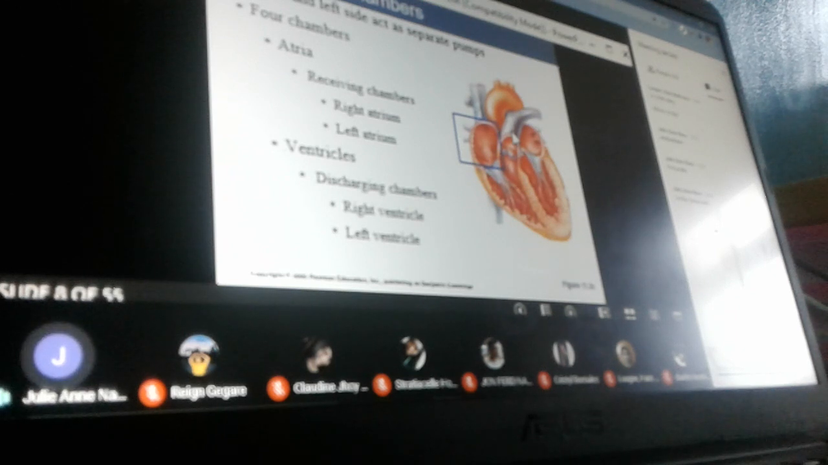So, ito yung right atrium natin, and then ito naman yung left atrium. Okay? So, sila yung receiving chambers. Whereas, yung chambers naman na located inferiorly are known as the ventricles. So, sila yung discharging chambers. Kumbaga, sila yung nagpapump ng blood palabas ng heart. Okay? So, we have the right ventricle here, as well as yung ating left ventricle.